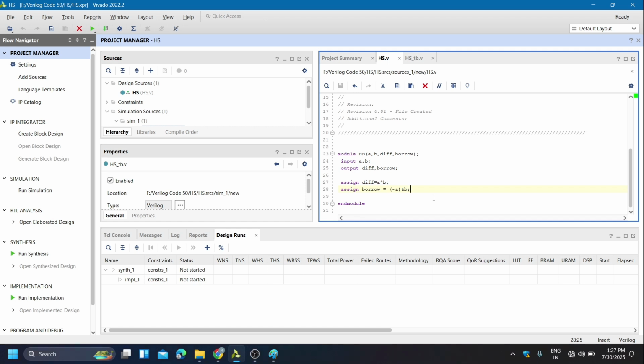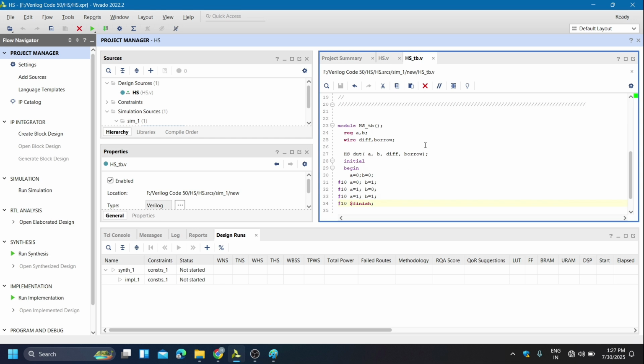Now let's move to the test bench for this half subtractor. So here I have written the test bench. The module name is HSTB, this is just a name. Okay, and reg for inputs and wire for outputs. So reg A comma B and wire diff comma borrow.